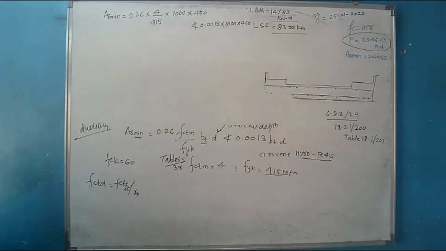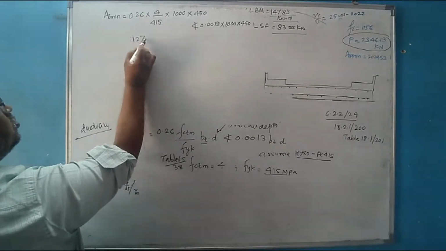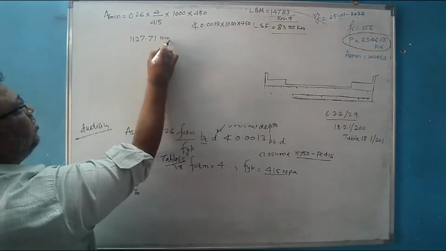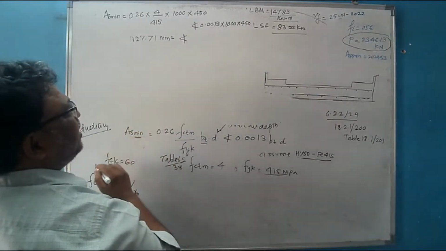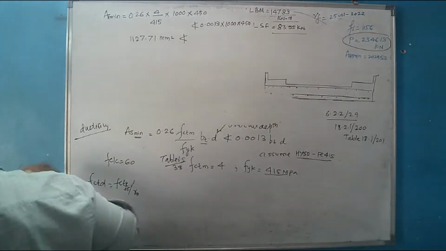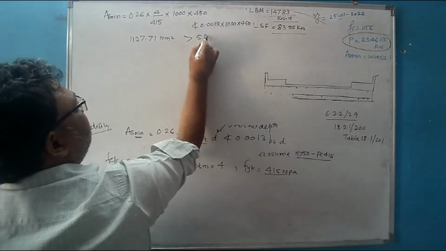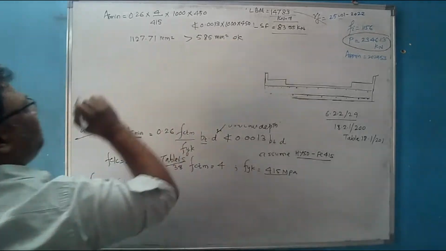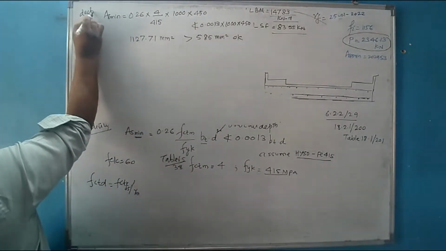1127.71 mm square and it cannot be less than... ये कितना रहेगा? 585. Thank you. So it is greater than 585 mm square. Okay, ठीक है, fine. This is from the ductility requirement.